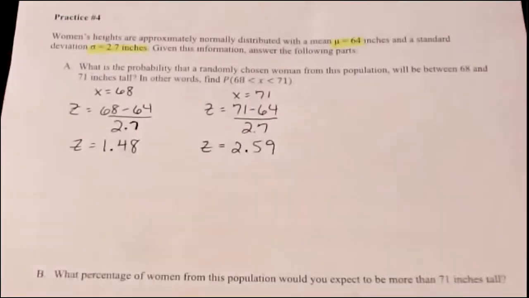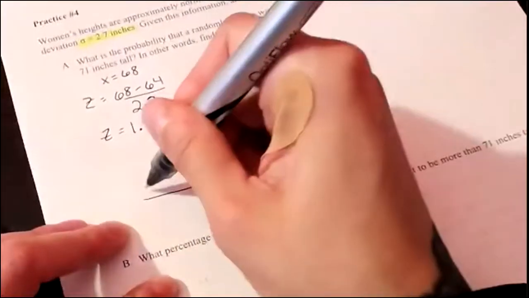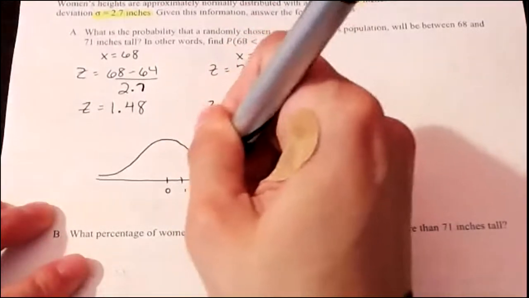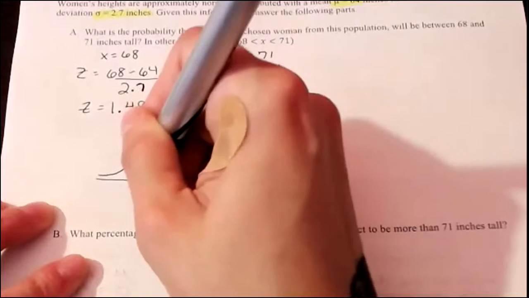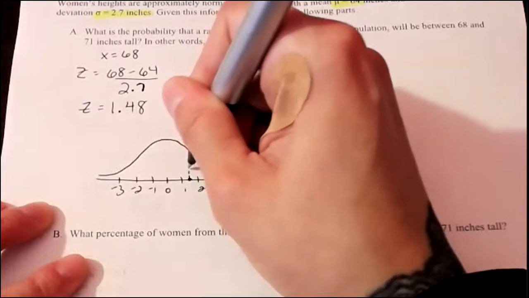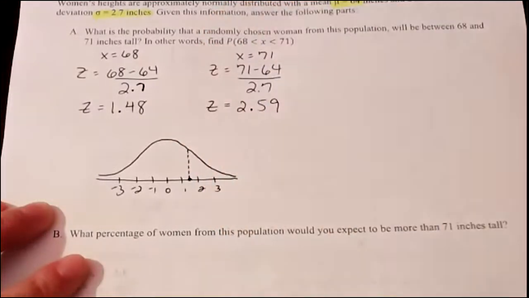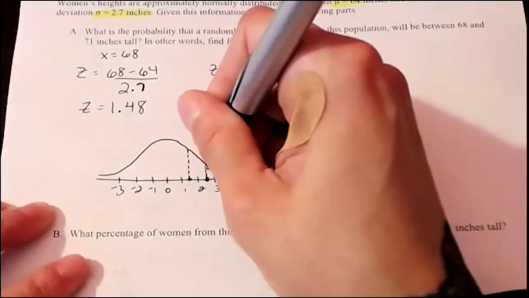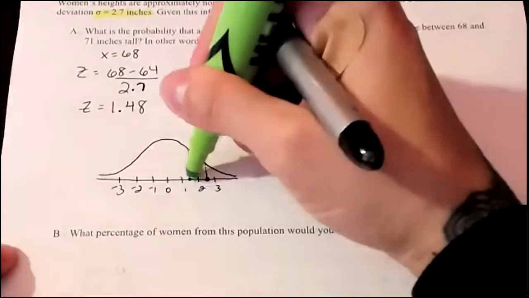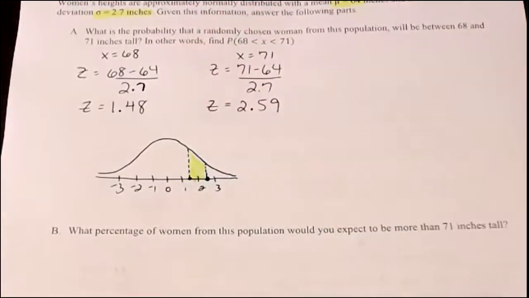We're going to go through the same process. Let's draw the curve. We're going to shade the appropriate region. Let's label this. We've got 0, 1, 2, 3. We have our -1, -2, -3. We want to plot 1.48. That's approximately here. Draw your dotted line up. We want to plot 2.59. That's approximately here. Draw your dotted line up. And then, of course, we're going to shade in between. That's what we're looking for. We want to know the probability that that woman will fall within those 2 heights. Let's go to our, actually, you tell me what's next. What do we do?